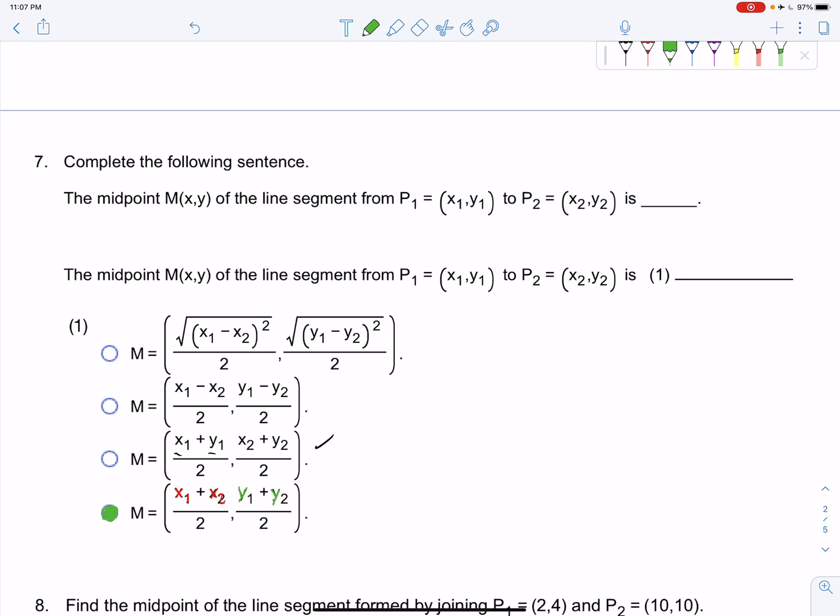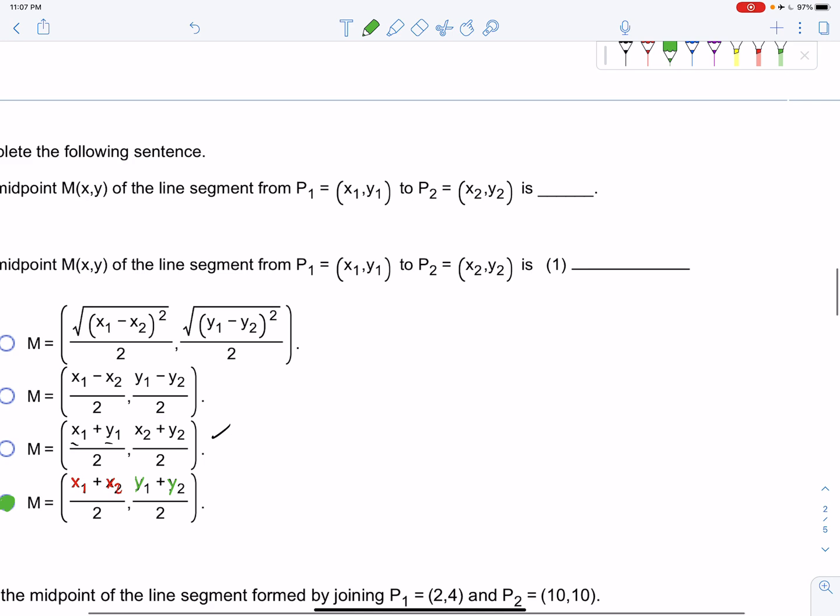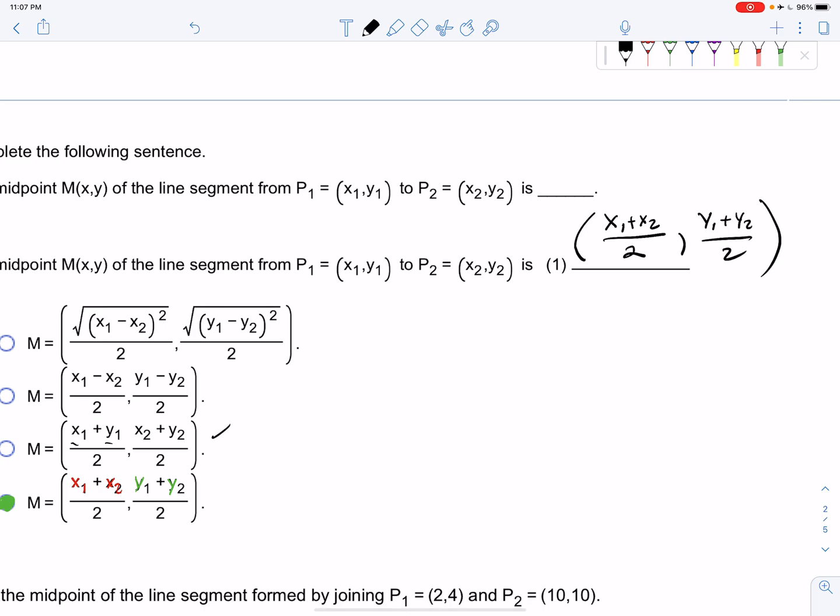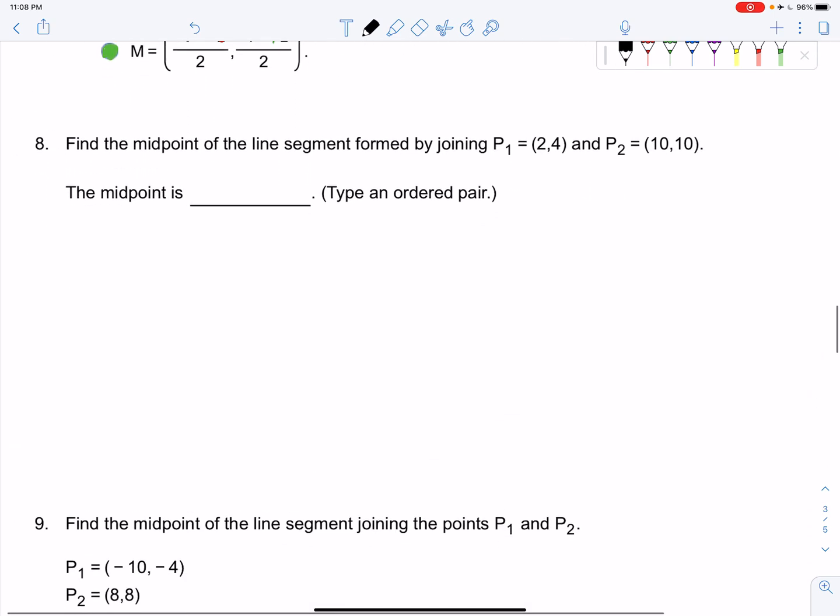Okay, so that is your formula. How do you find the midpoint between 2 points? You find the average of the x's, comma, average of the y's. That's how I think of it. Let me write that down. It's going to be the average of the x's, so x sub 1 plus x sub 2. How do you average two things? Divided by 2. Average of the y's, y sub 1 plus y sub 2 divided by 2. Find its average.